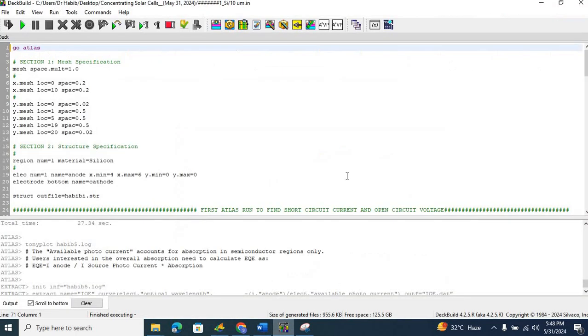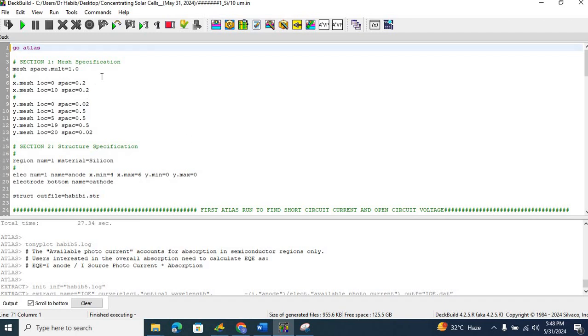Now, with that preliminary information, let's start talking about our code. So initially I'm going to show you how to perform the Silvaco TCAD simulation of a silicon PIN solar cell under 1 sun, and once I run the simulation for that structure, later I'm going to show you how to perform the Silvaco TCAD simulation of the same structure for concentrator solar cells.